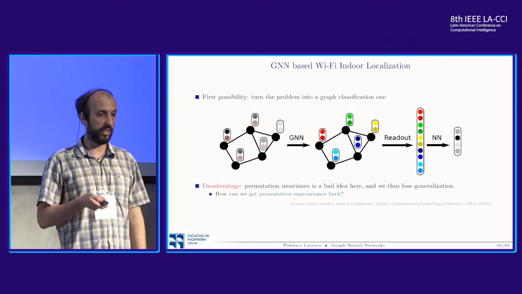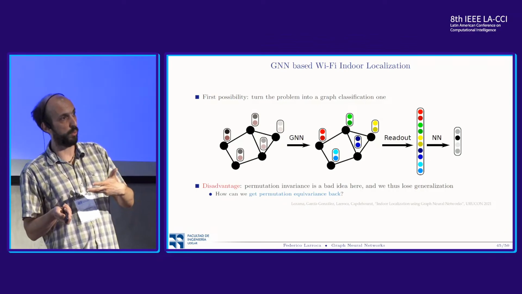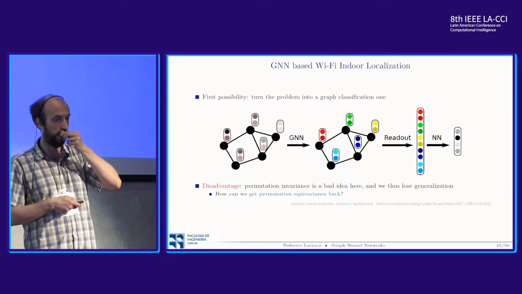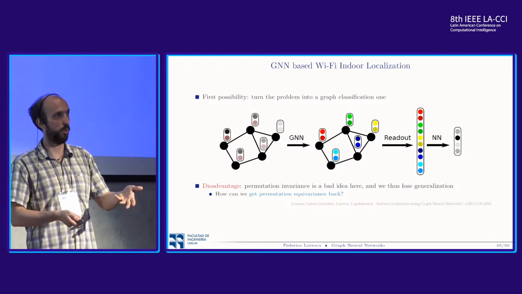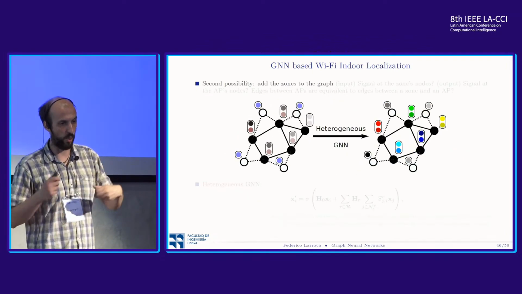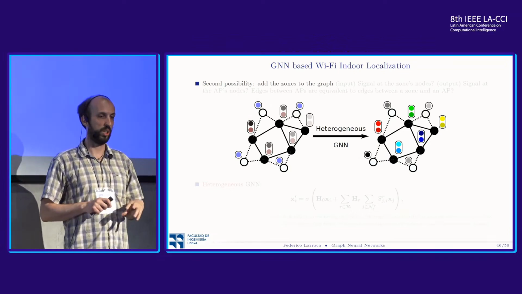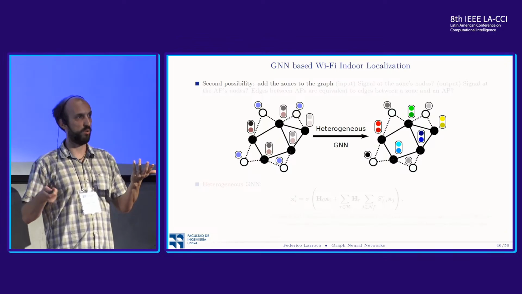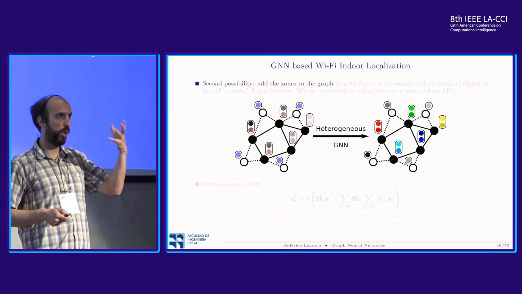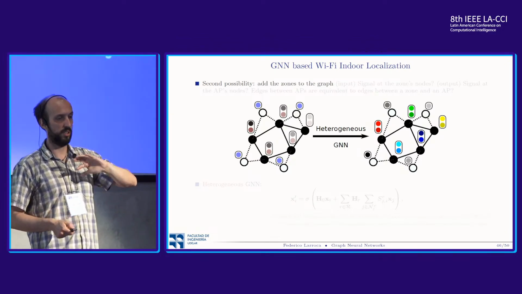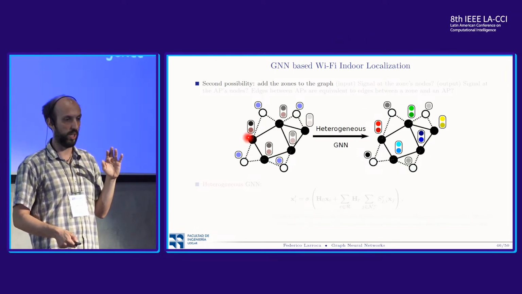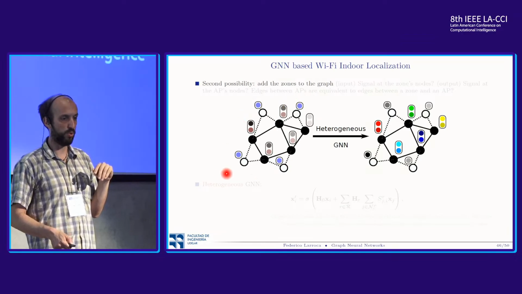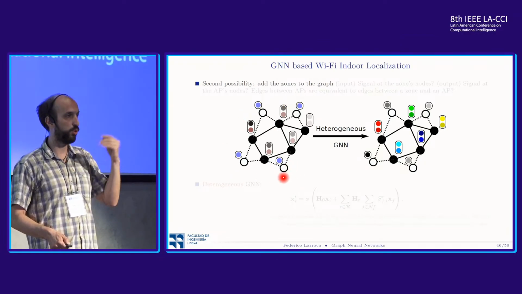Now note that in this case we lose permutation equivariance, and then we lose the advantages that I mentioned before that permutation equivariance gave us. So how can we get it back? This I won't discuss in detail, but we may construct what's called a heterogeneous graph, where we have nodes and edges that represent different things. For instance, in this case, we have black nodes are APs and white nodes are zones.